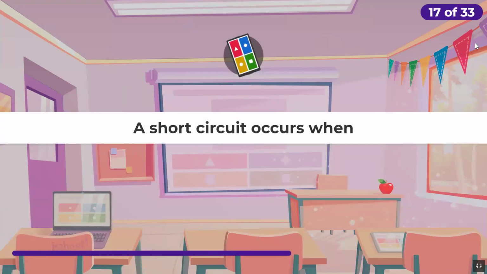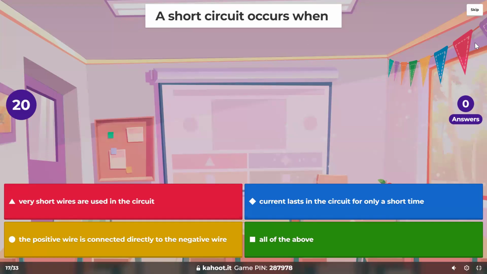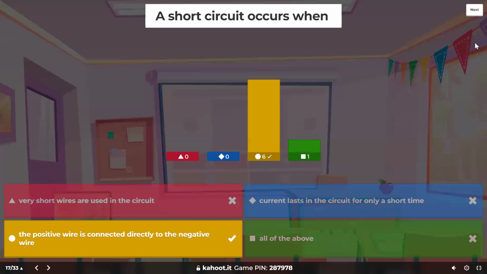A short circuit occurs when the very short wires are used in the circuit, the circuit lasts for only a short time, or the positive is connected directly to the negative. It's one of those three. Yeah, all right. That's the one: positive directly connected to the negative, or if you have negligible resistance. You guys know that?